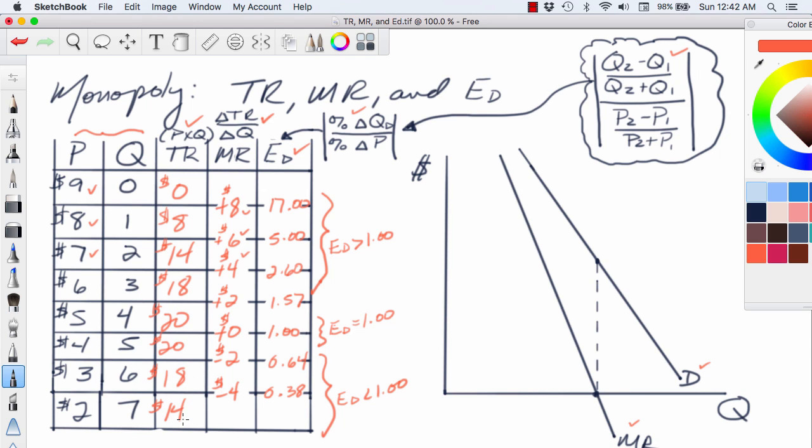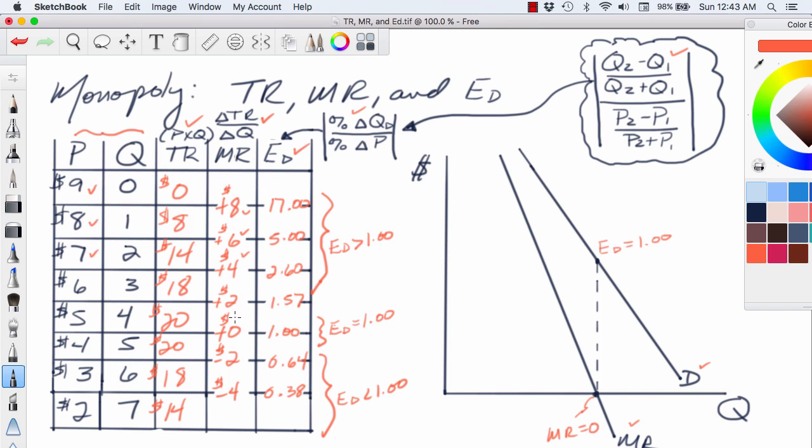Well, if our revenues are decreasing when we produce this last unit, our marginal revenue must be negative. So you can see that it's because of this insensitivity that revenues drop, and when revenues drop, MR has to be negative. Okay? So we can bring this information over to the diagram, and we see that where MR is 0, the ED must be 1. And we see that in our table.